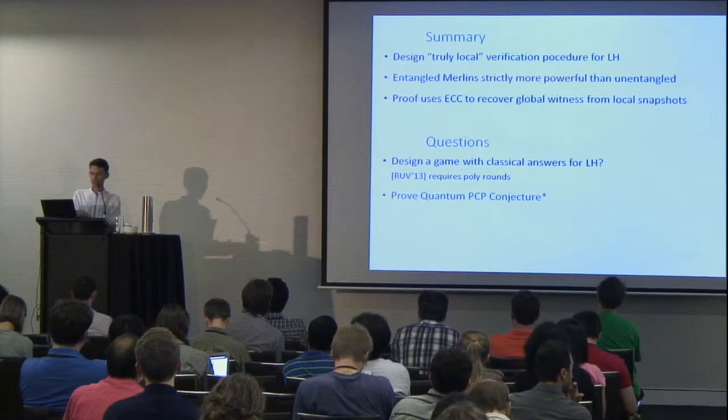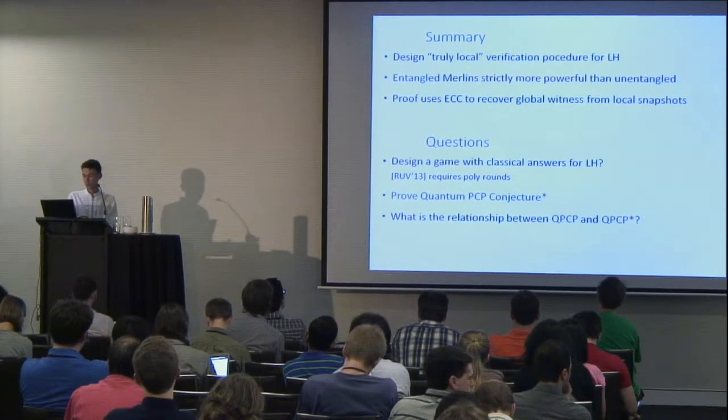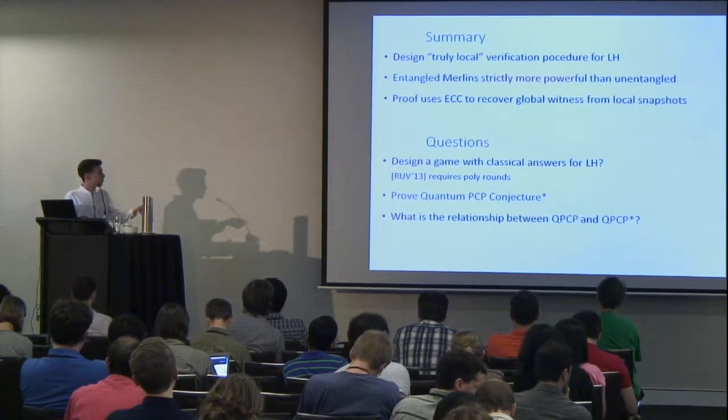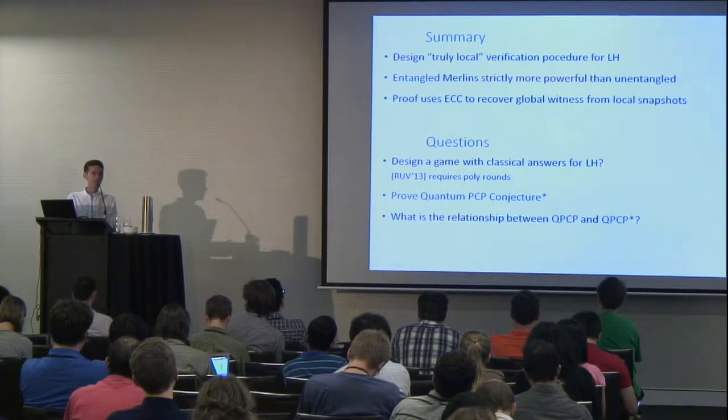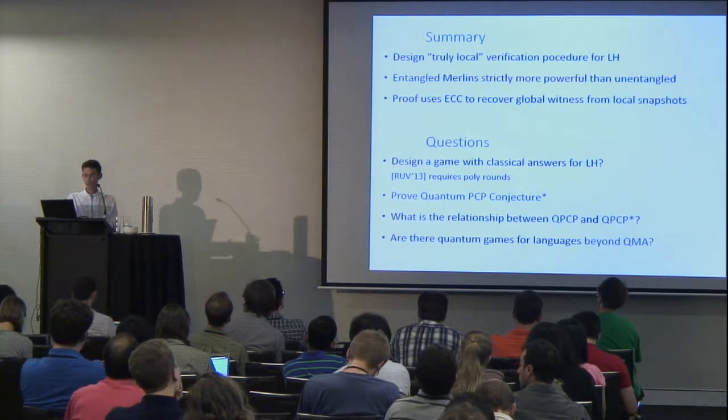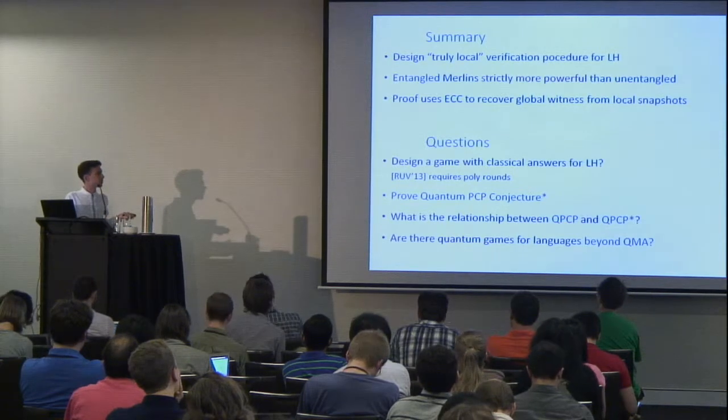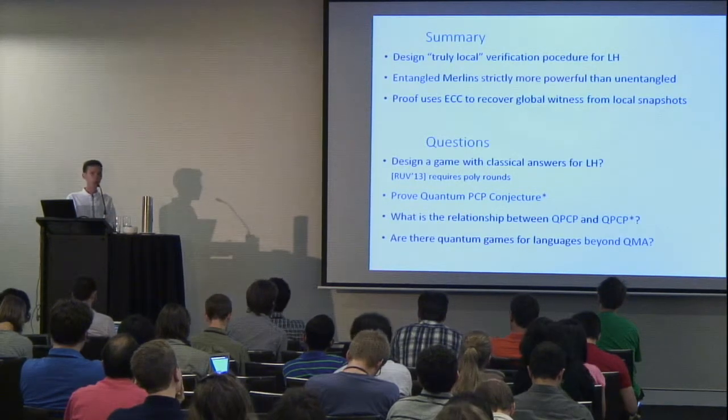Another question, perhaps a bit harder, but interesting, is what is the relationship between these two conjectures? I don't think this has been looked at so much. I think it's a very intriguing question. You could make some nice discoveries just by looking into it. And kind of a crazy question is whether we can push these beyond QMA.